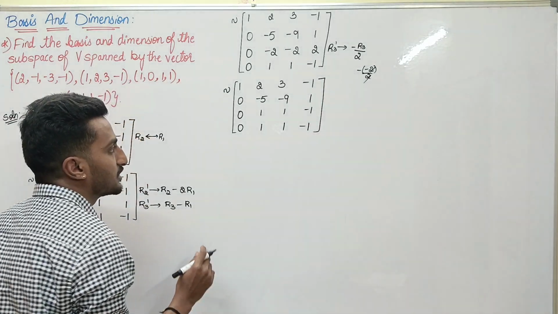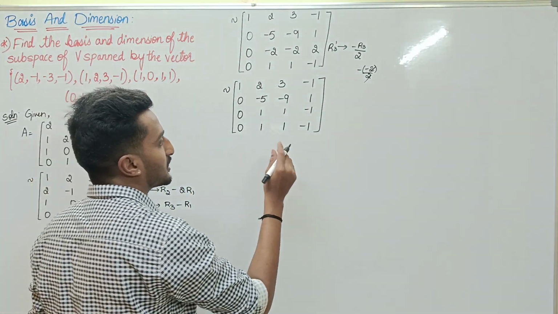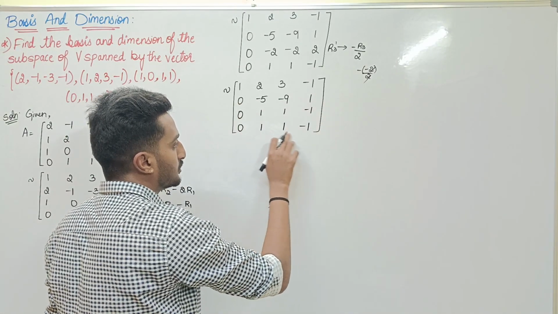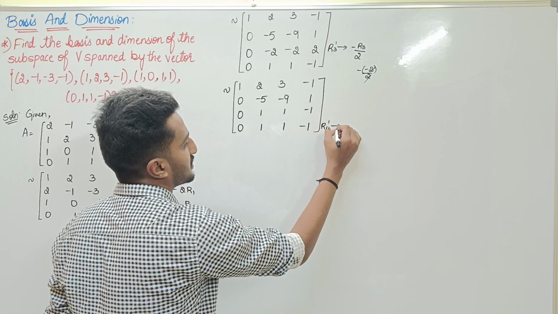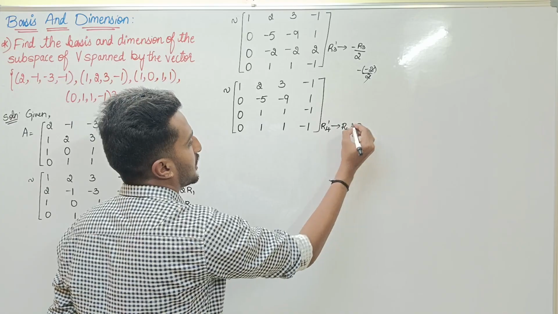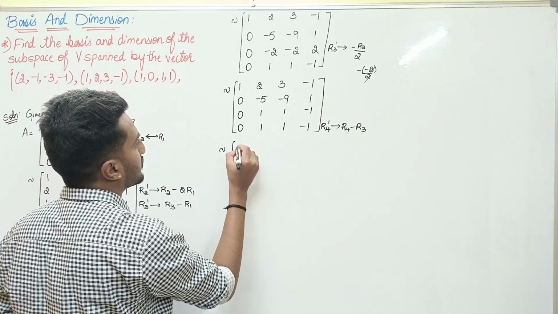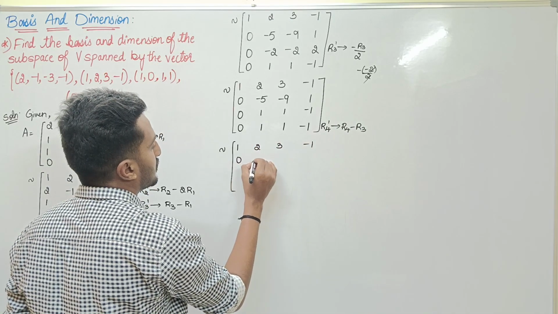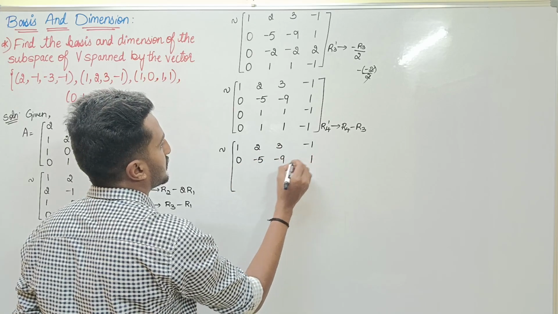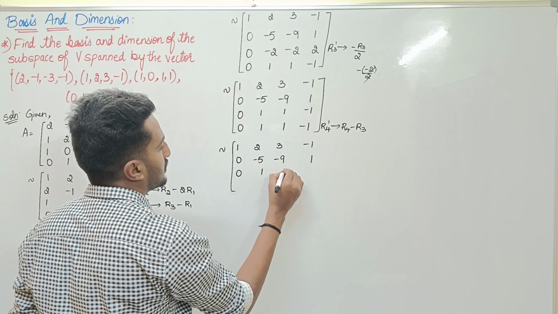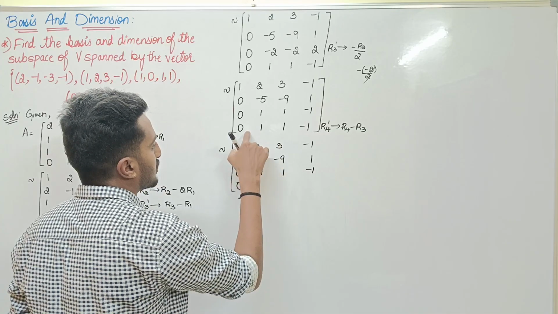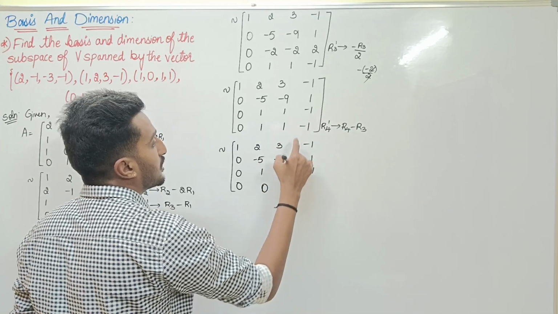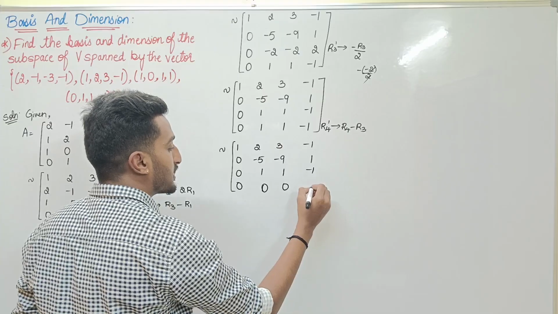If you look into this matrix, the third row and fourth row are the same. So considering the third row as constant, I am going to reduce this fourth row. How? R4 dash changes to R4 minus R3, which will be equivalent to 1, 2, 3, minus 1, minus 1, 2, 3, minus 1, giving 0, 0, 0, 0.